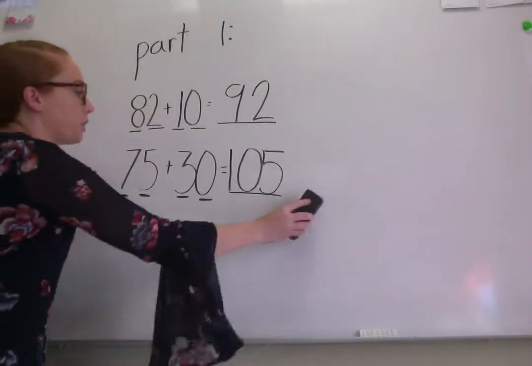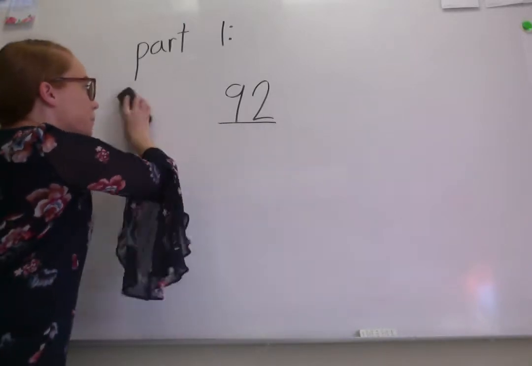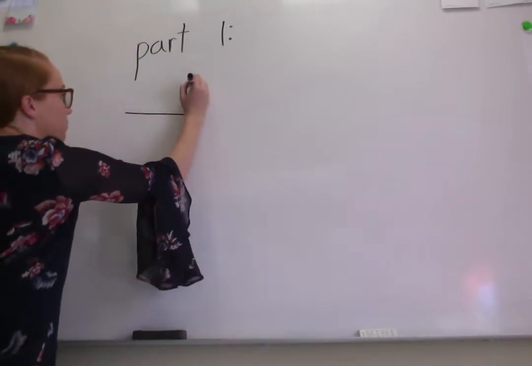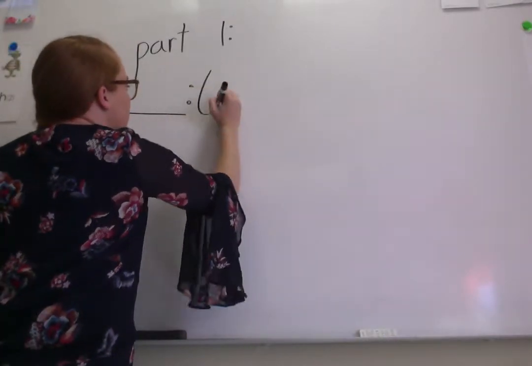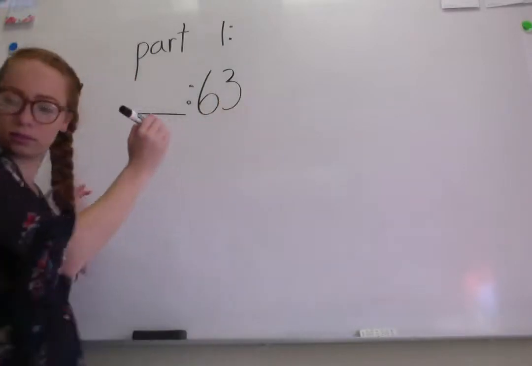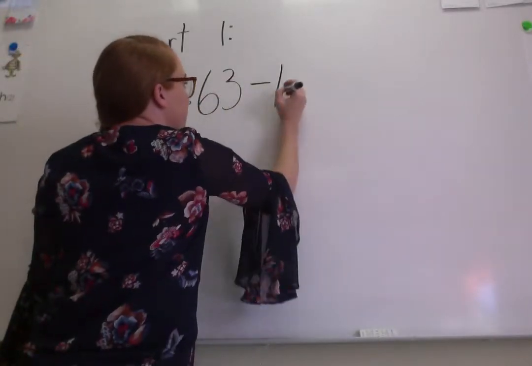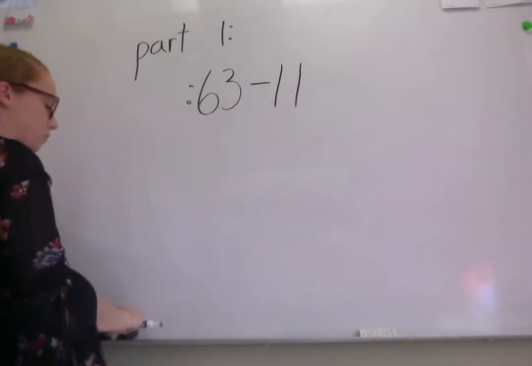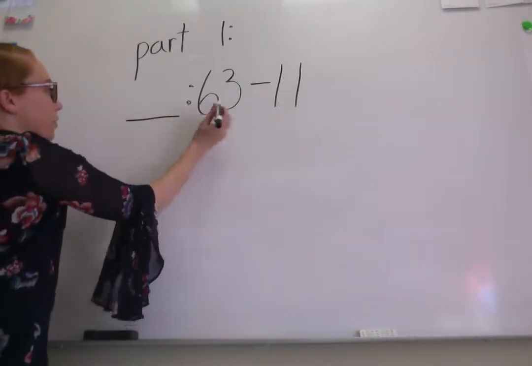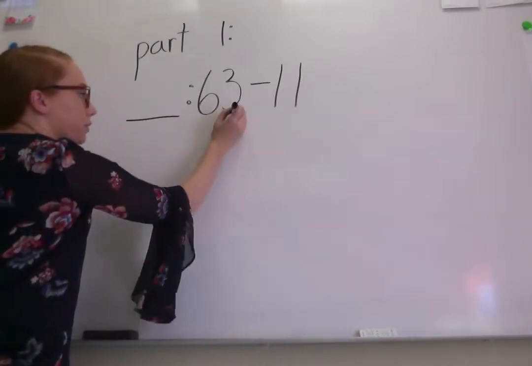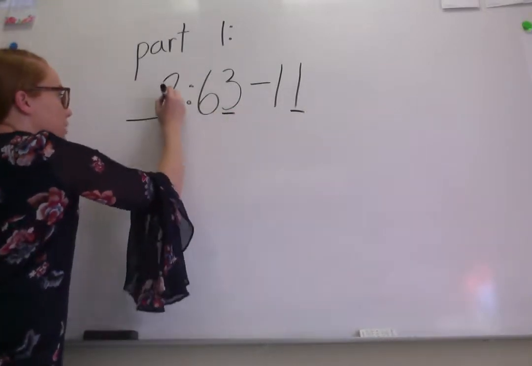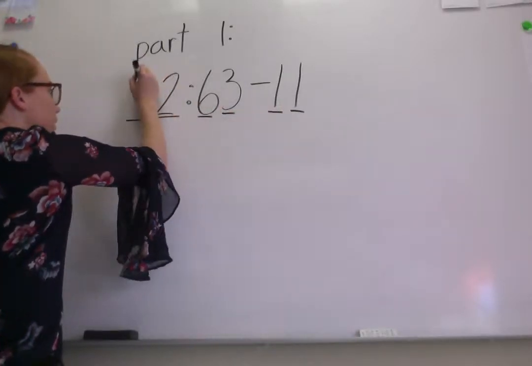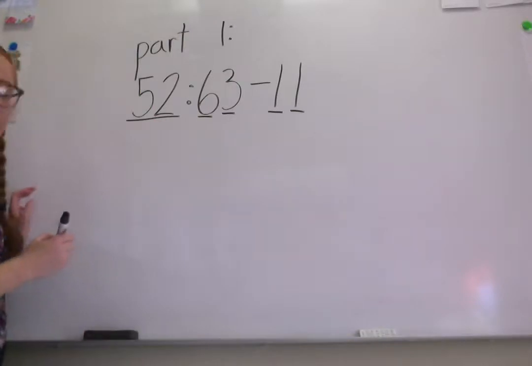Some more examples for part one. Maybe the blanks are in different spots. Let's say the blank was in the beginning and we had 63 minus 11. We're going to do the same thing. We're going to do our ones first. 3 minus 1 is 2. Then our tens. 6 minus 1 is 5. 52 would be your answer.